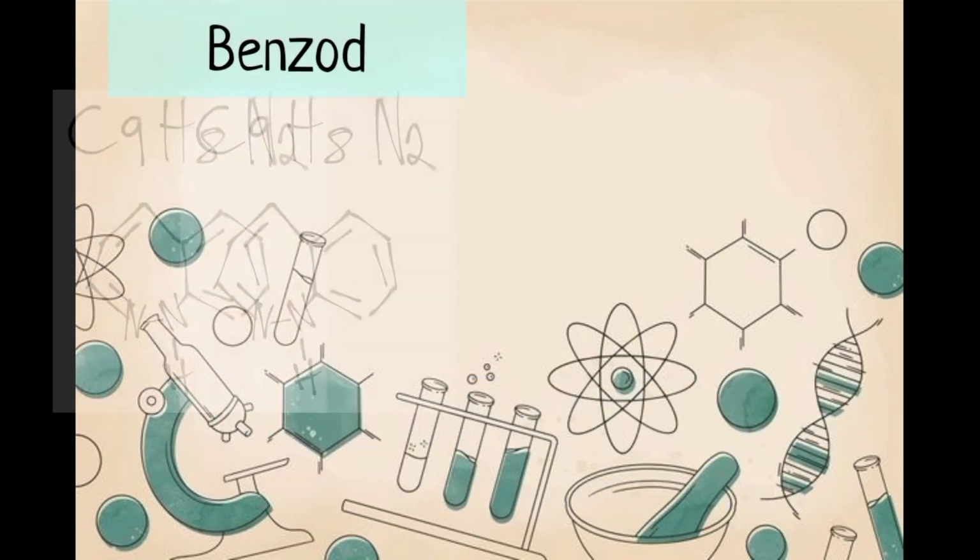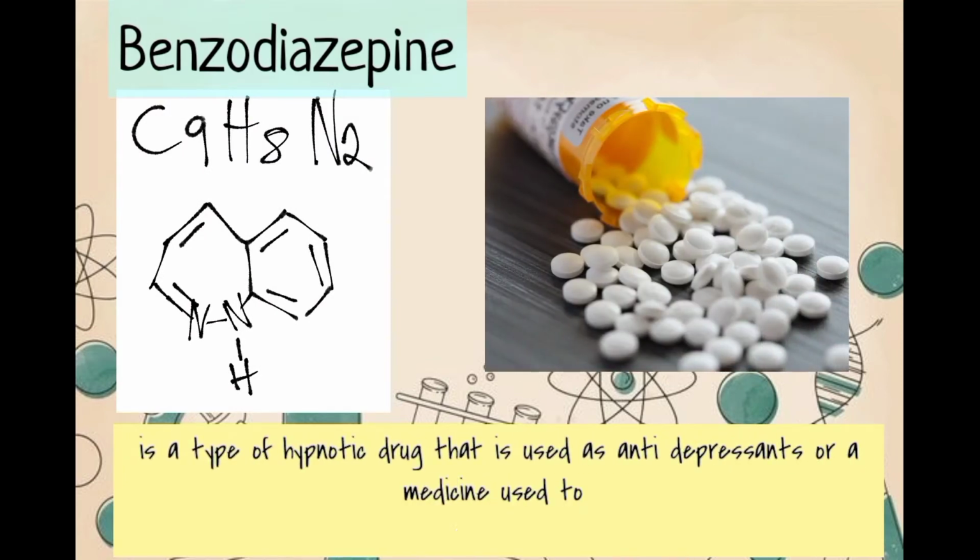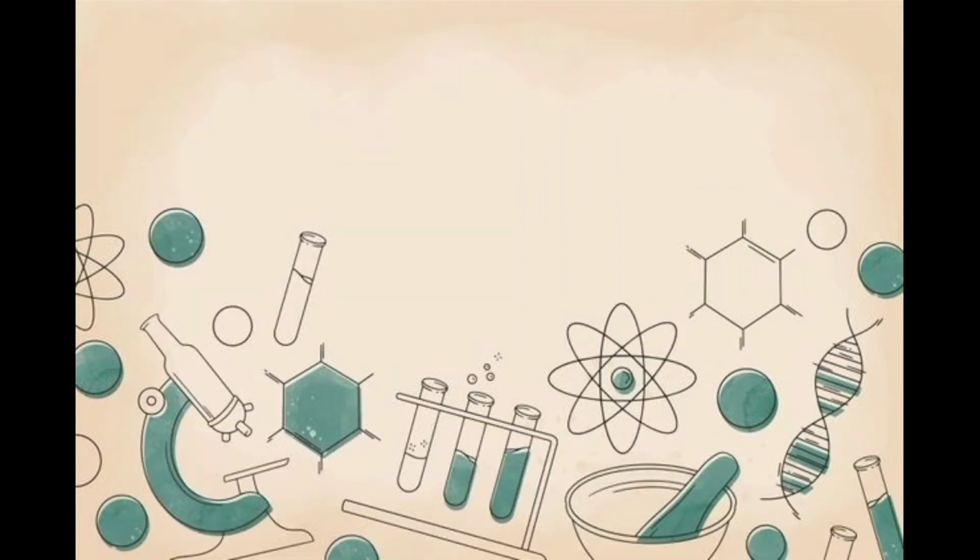First off, let's start with the drug called benzodiazepine. It's a drug that's used as a hypnotic or antidepressant. It's commonly used to calm our nervous system. This drug has 2 benzene rings, which means they give off an aromatic smell.